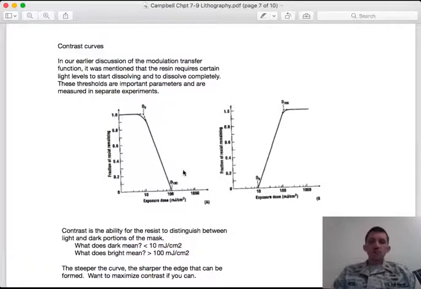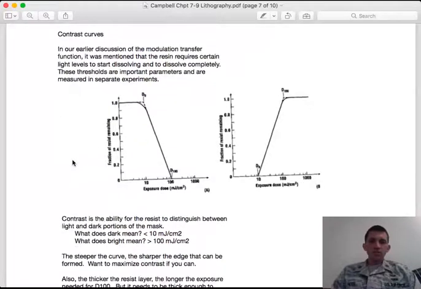And there's also a degree of light exposure above which all of the resin in a particular location will be dissolved. This is referred to as the D0 and the D100 level. And these are important parameters to know for your resin system, and they're interrelated.